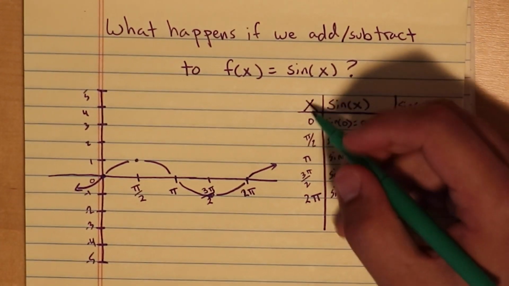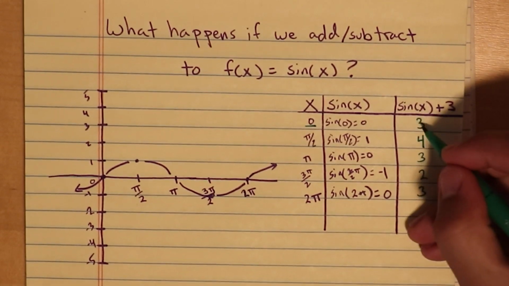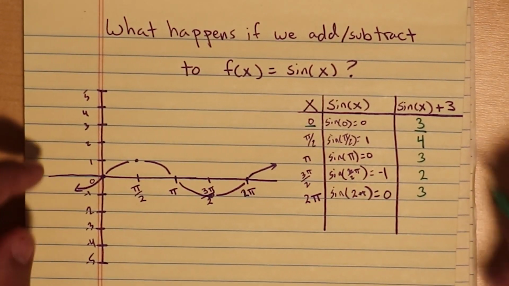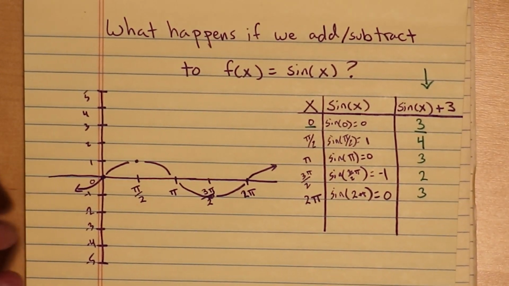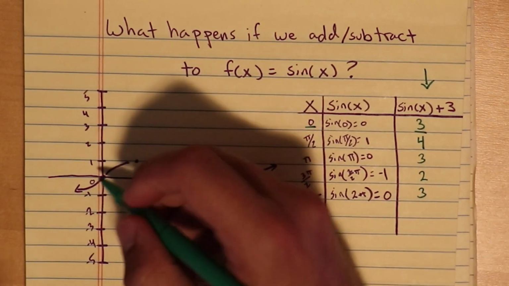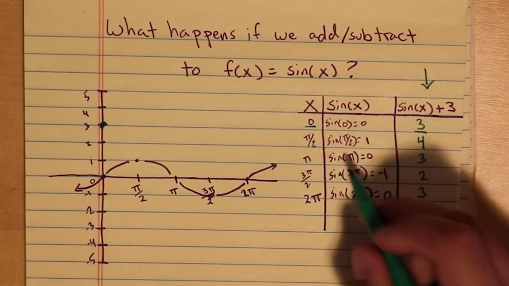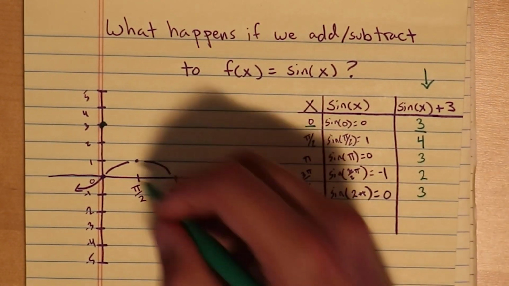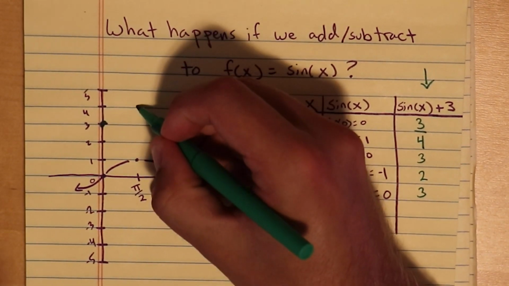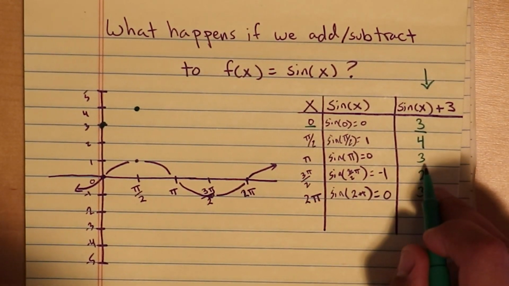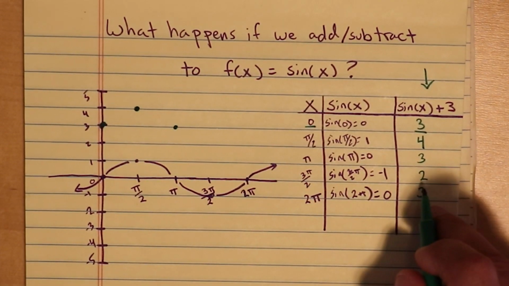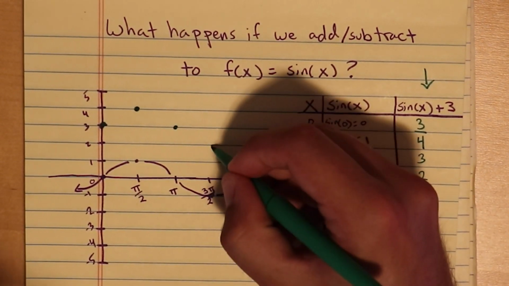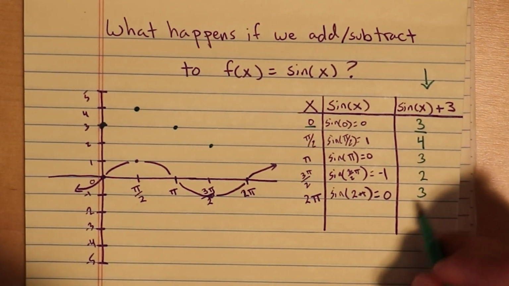So now I'm going to plot this point and this point as a coordinate. I'm actually graphing the graph of sine of x plus 3. The first coordinate I'll plot is 0, 3. The next point I'll plot is half of pi, 4. Next point I'll plot is pi, 3. Next point is 3 halves of pi, 2. And 2 pi, 3.